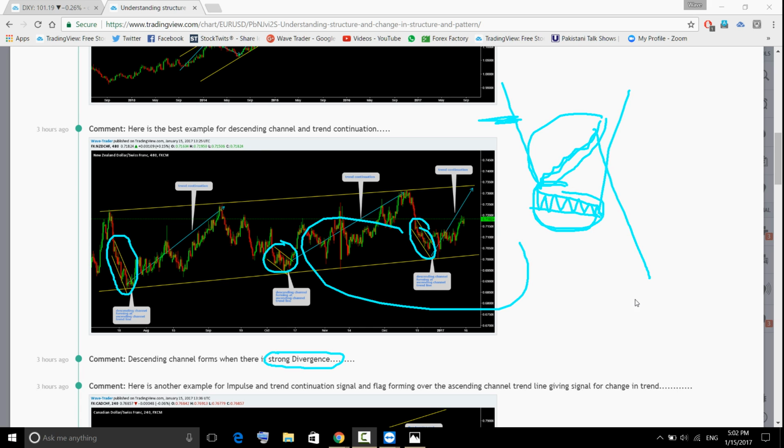Okay, all right. So we were talking about the divergence. This is a trend continuation pattern. This is a trend reversal pattern. Okay, this is a trend reversal pattern.